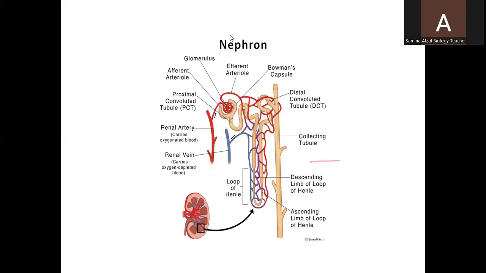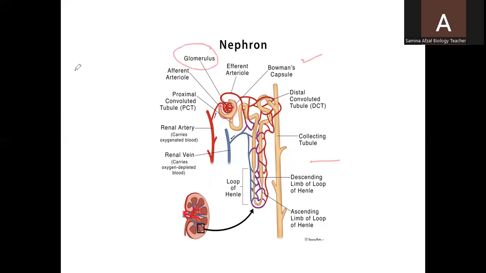Next, the unit of the kidney is called the nephron. So in the first slide, we will discuss the parts of the nephron. The nephron consists of a Bowman capsule, which is cup shaped and named after the scientist Bowman. It includes a tuft of capillaries or a filter, which is called the glomerulus.